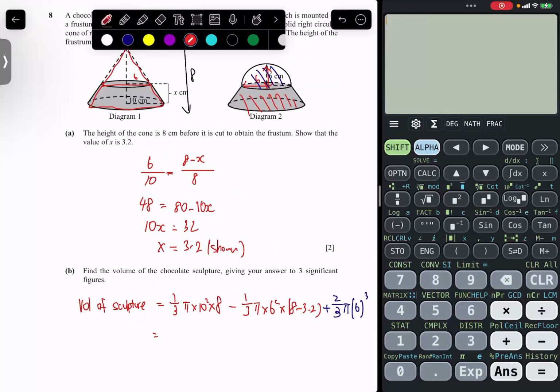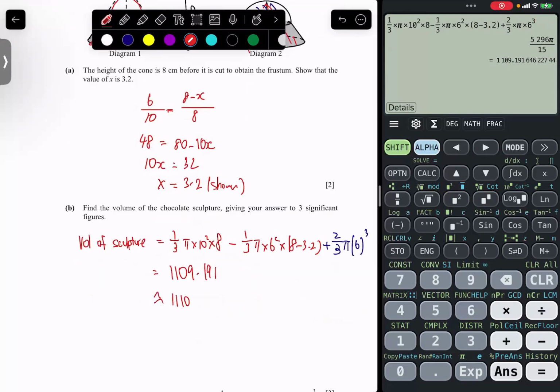So equals 1/3 times pi times 10 squared times 8, minus 1/3 times pi times 6 squared times 8 minus 3.2, plus 2/3 times pi times 6 cubed. That gives 1109.19, so round off to 1110 centimeters cubed.